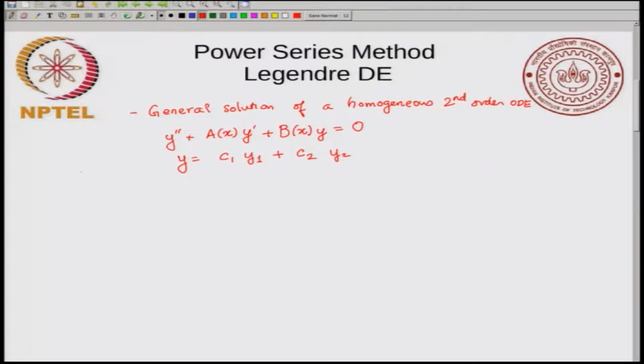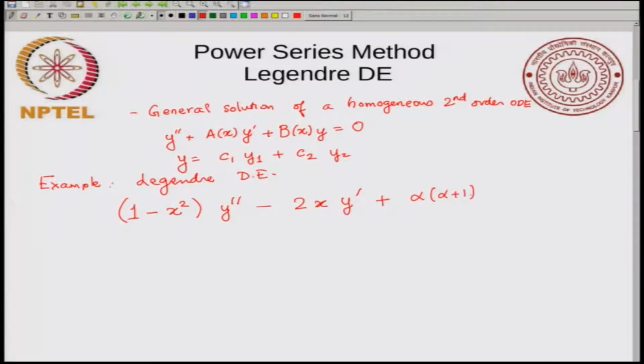The example that I will use to illustrate this is one example; you can take many different examples. This is called the Legendre differential equation. I will write the differential equation, and we will solve it using the power series method. The differential equation is (1 minus x square) y double prime minus 2 x y prime plus alpha (alpha plus 1) y equal to 0. I will use alpha here instead of n. This is the Legendre differential equation, and later on we will be interested in integer values of alpha, but right now this is the form of the Legendre differential equation.